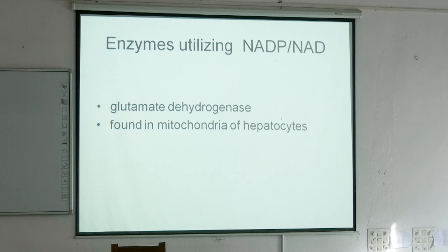Enzymes requiring either of these. It can utilize either of these, any one of these. Glutamate dehydrogenase, found in mitochondria of hepatocyte.